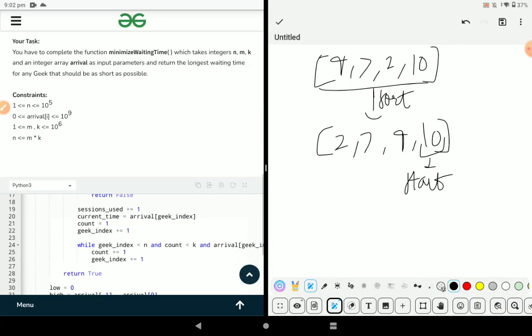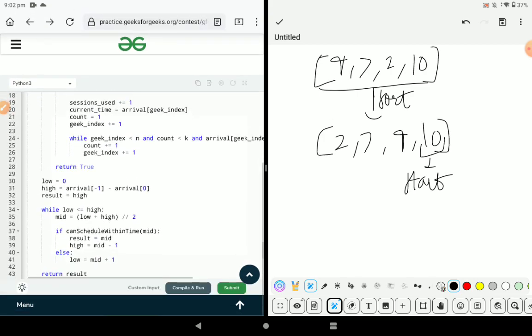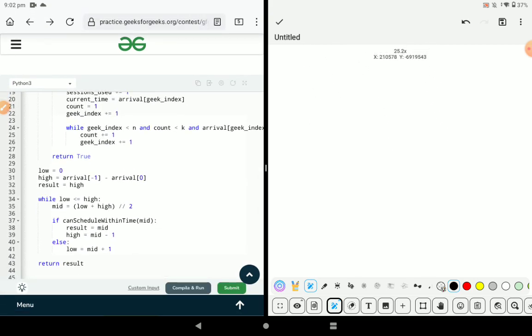Let's try to dry run the code. After the dry run it will be more simple for you to understand.